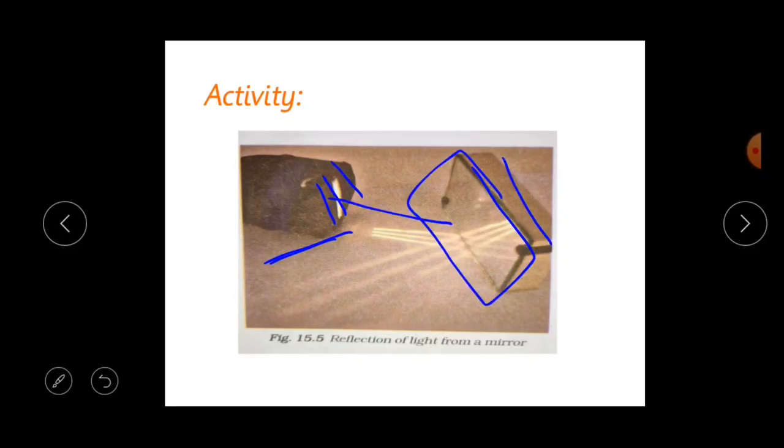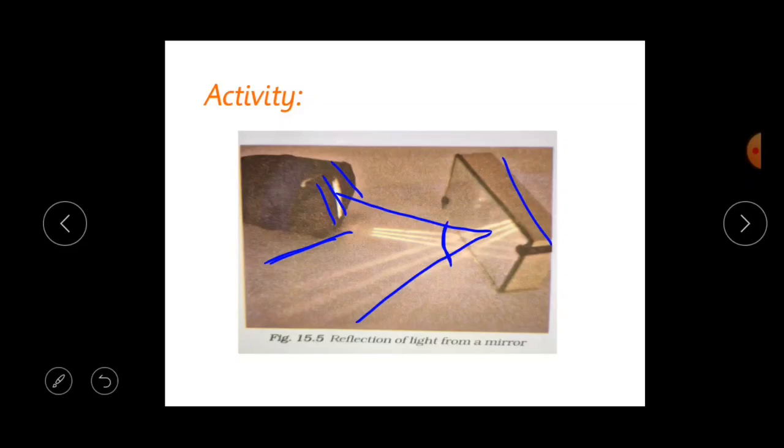So now what you have to do, direct the beam of light from the torch with the slits on the mirror. Now children, adjust its position so that the light from the torch strikes the plane mirror at an angle. It will form an angle here. When we direct the light on this mirror, it will form an angle here. How it happens, we are going to study in your higher classes.